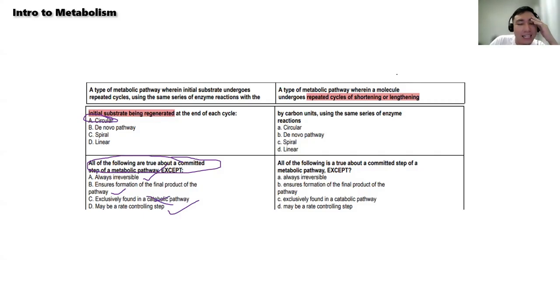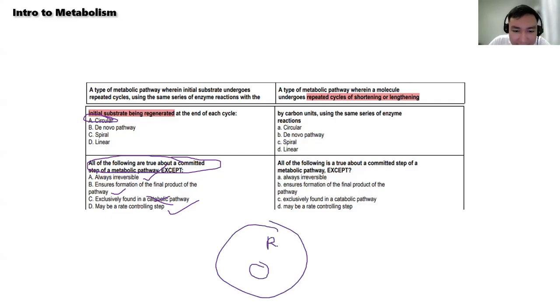So, sige, differentiate natin ang committed and rate limiting step. So, ganito lang yan. This is R for rate limiting. This is C for committed step. Okay? Committed step. All committed steps are rate limiting, but not all rate limiting steps are committed. Okay? So, tingnan nyo na ito, figure na to. All committed steps are rate limiting steps, but not all rate limiting steps are committed steps.